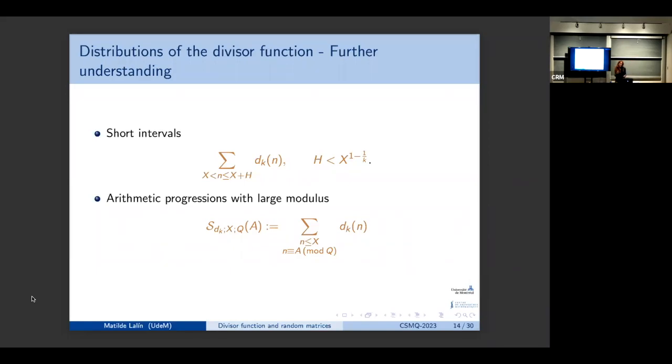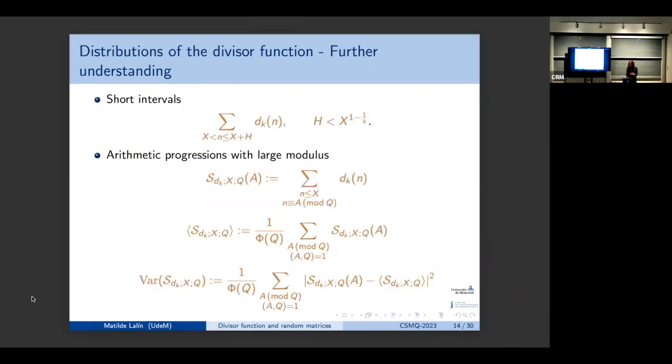And of course here, in a sense, for the first case, the shorter the interval, the more difficult this question is. And for the second case, the larger the modulus, the more difficult this question is. So this q, the larger the modulus, the more sparse this is, and in a sense, the more information you are given, in a certain sense.